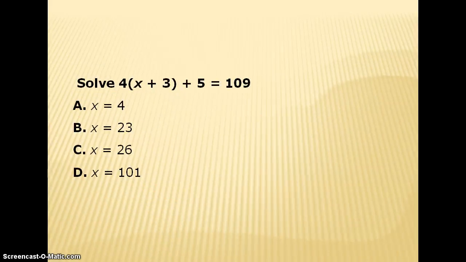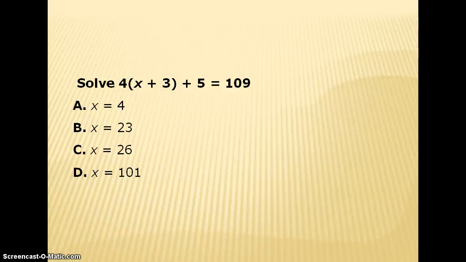Remember, when you have multiple choice questions, you can always look at your answer choices and plug them in to see which one works. If we plug in the number 4, we follow order of operations. 4 plus 3 is 7. 7 times 4 is 28. 28 plus 5 is 33. Okay, if we plug in 23, 23 plus 3 would be 26. 26 times 4 would be 80 plus 24, which is 104, and 104 plus 5 is 109.